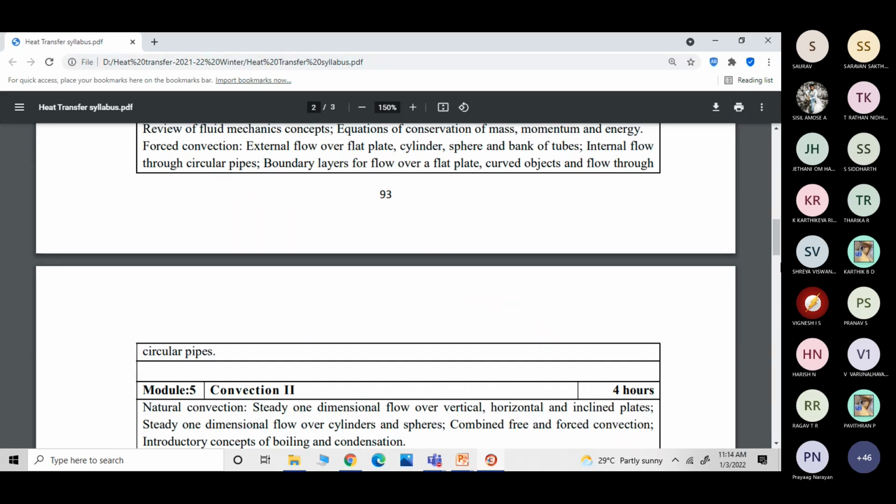So the use of this we will be discussing in bank of tubes. Bank of tubes we often use in boilers, which are used in steam power plants. And internal flow, the flow inside a tube. We will be discussing boundary layer concepts, Reynolds number, critical Reynolds number, and Grashof number. In case of natural convection we will be using Grashof number, and in case of forced convection we will be using Reynolds number.